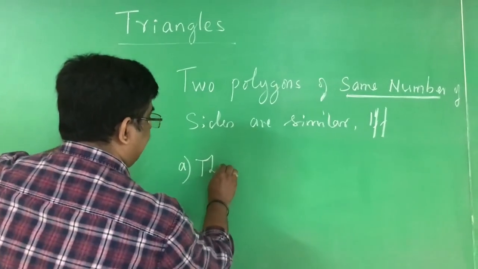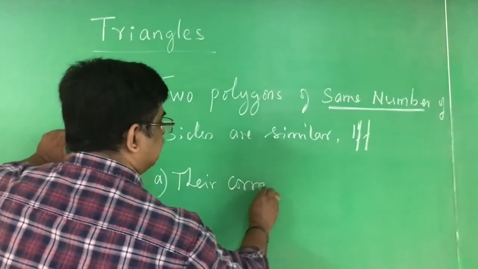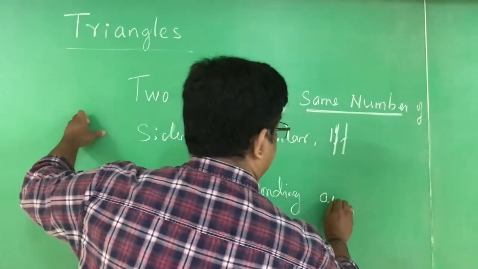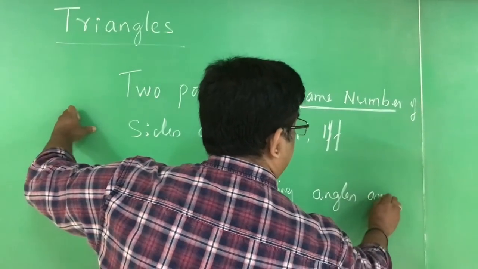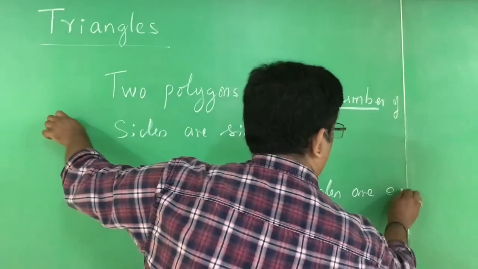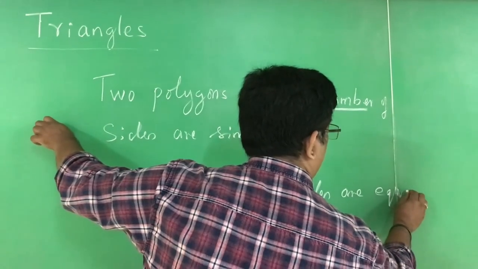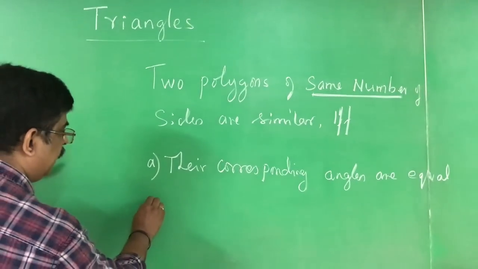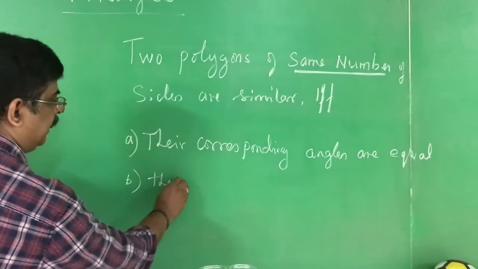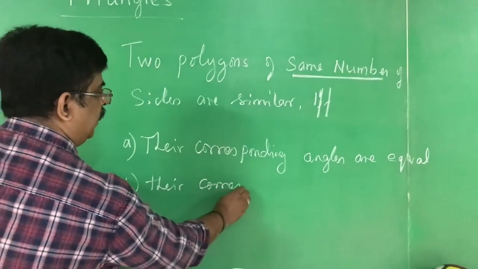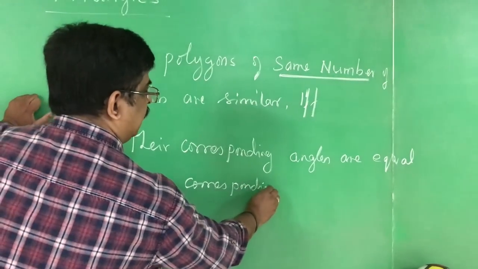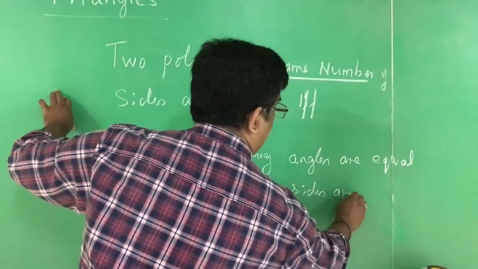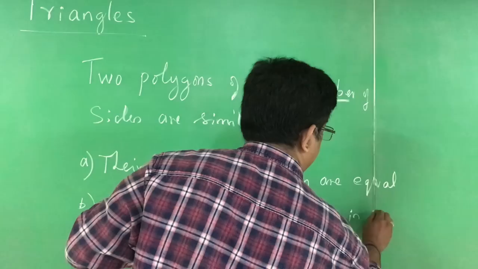Their corresponding angles are equal. Their corresponding angles are equal. Their corresponding sides are in the same ratio.